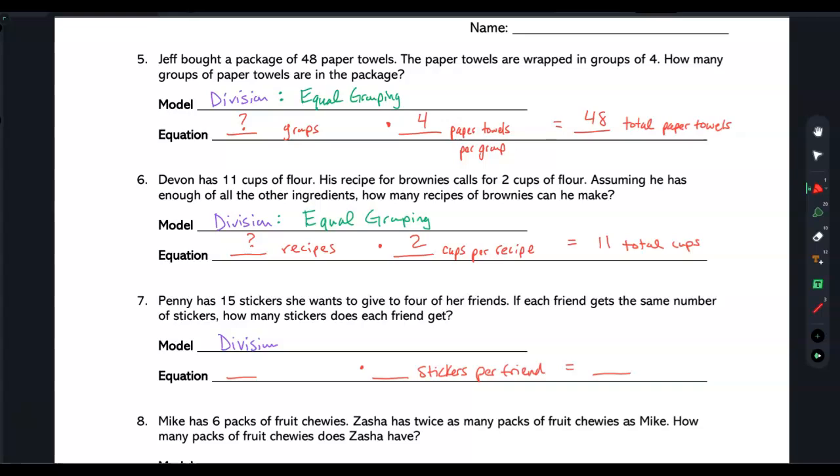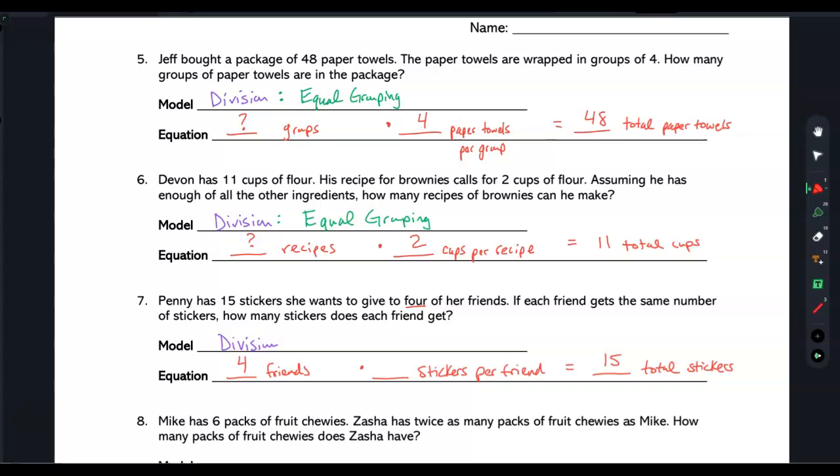So then that means that this has to be the number of friends, and then the total has to be the number of stickers. So in this case, I know that she has 15 total stickers, and she wants to give this to 4 of her friends, right?